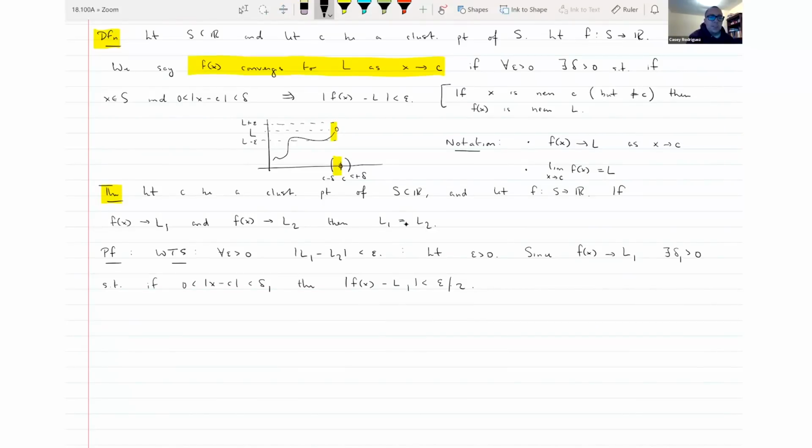And the same thing for L2. If f of x is converging to L2, then there exists a delta 2 so that I have the same statement. So instead, I'm just going to change this 1 to i, and here i equals 1, 2. So since f of x converges to each of these two numbers, L1 and L2, there exists a delta 1 and a delta 2, so that if I'm within this tolerance delta 1 or delta 2, then |f(x) minus L1| or |f(x) minus L2| is less than epsilon over 2.